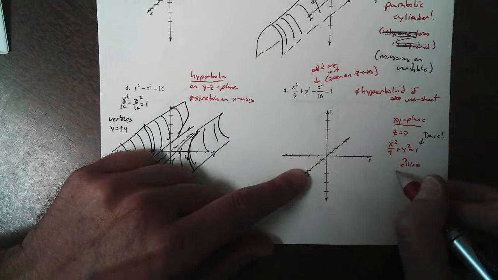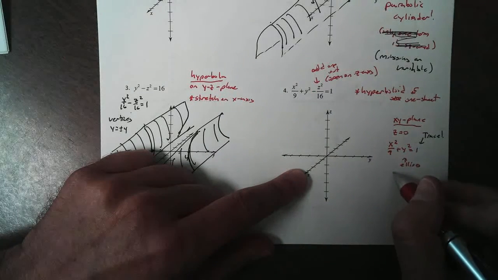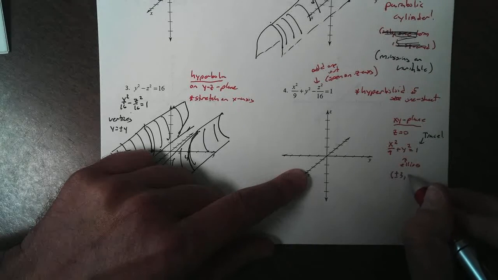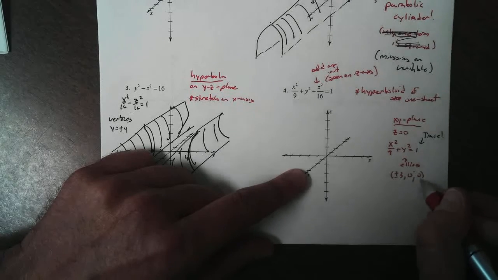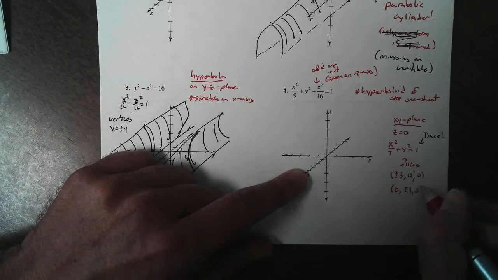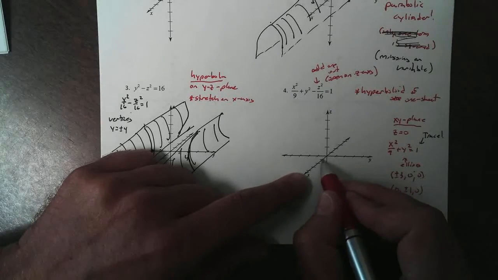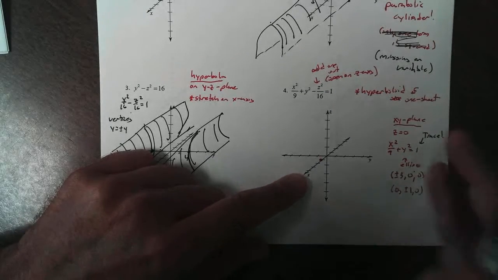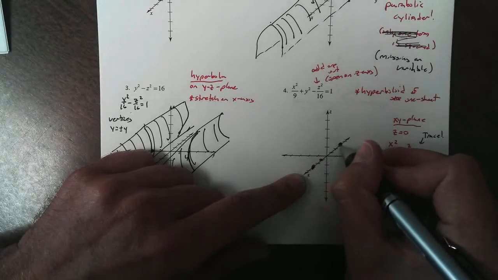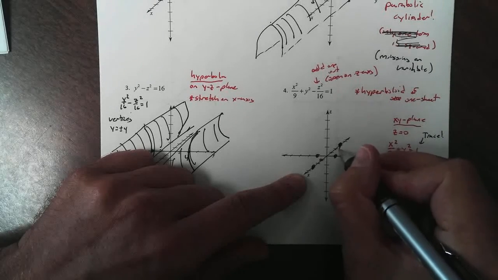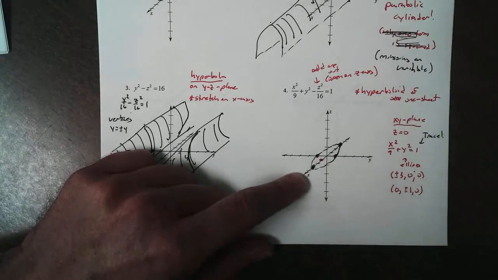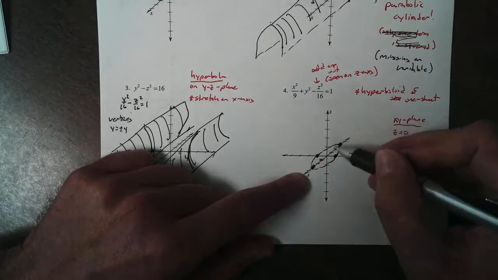For one, I know its vertices. On the x's, they are going to be plus or minus 3, 0, 0, don't forget your x coordinate, and on the y, it's going to be 0, plus or minus 1, 0. So I can graph it. On my x's, it's 3: 1, 2, 3. Backwards, 1, 2, 3. 1 on my y's, and I can draw this ellipse. So there's my ellipse.